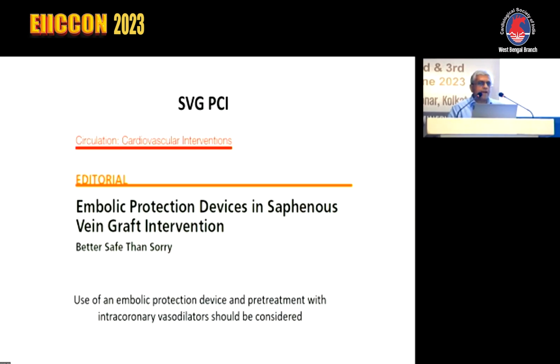And in case of saphenous vein graft PCI, which is associated with high incidence of no reflow, it's best to use an embolic protection device. And there's been some evidence to say that pre-treatment with intracoronary vasodilators could be useful in such a situation.